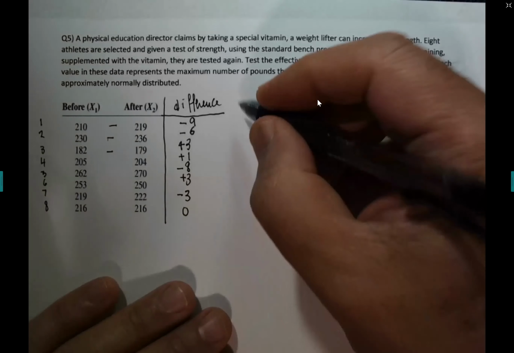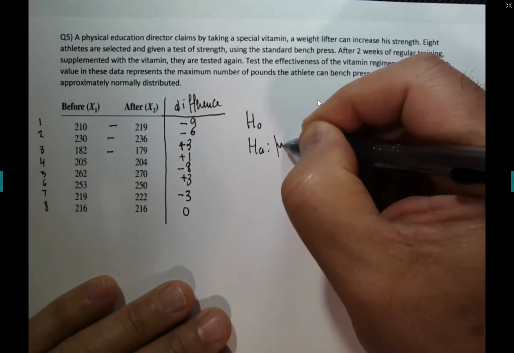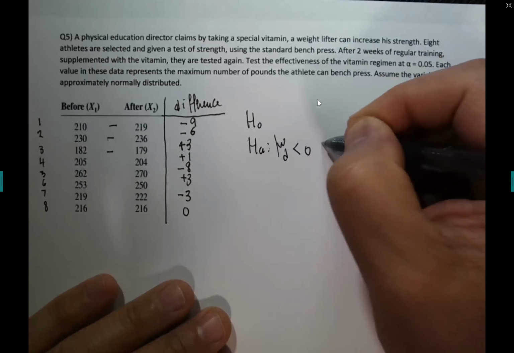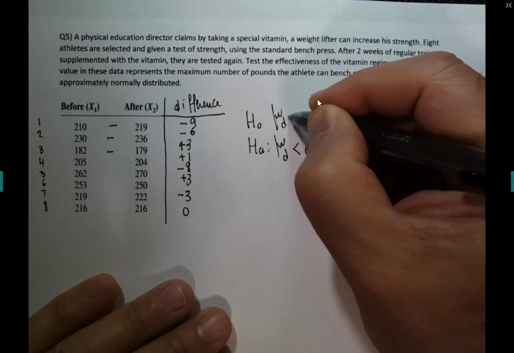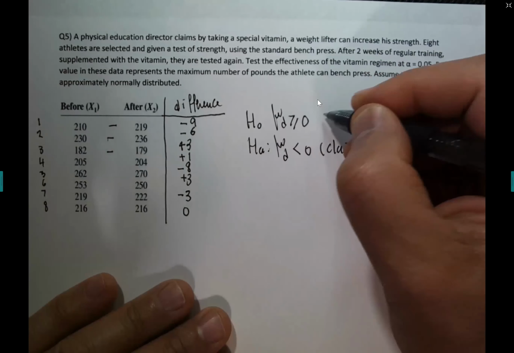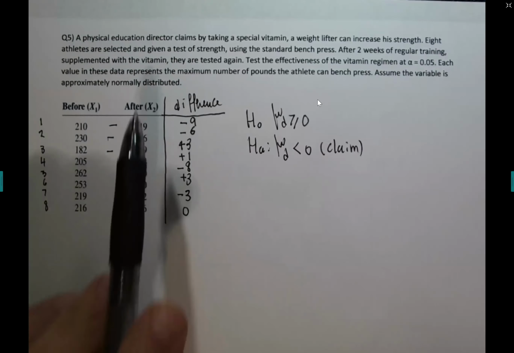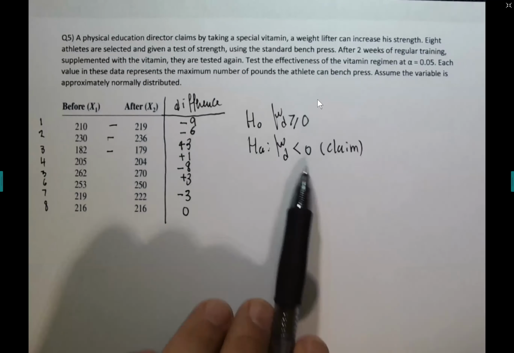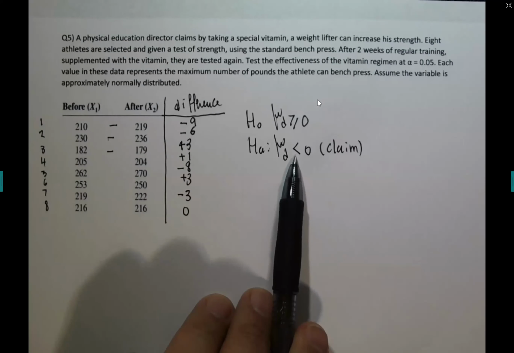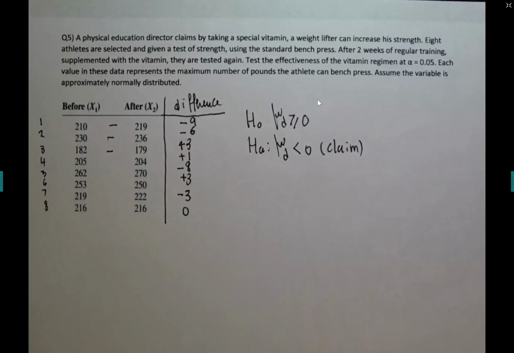So H0, guys, and HA: HA is mu of D less than 0. That's the claim. And H0 is mu of D greater than 0. That's the null hypothesis. I can give you a hint, guys. Anytime he asks for improvement, increase, it's going to be less than 0. If he asks for decrease, it's going to be greater than 0. It's the opposite of the word. So that's how it works, just with this section.